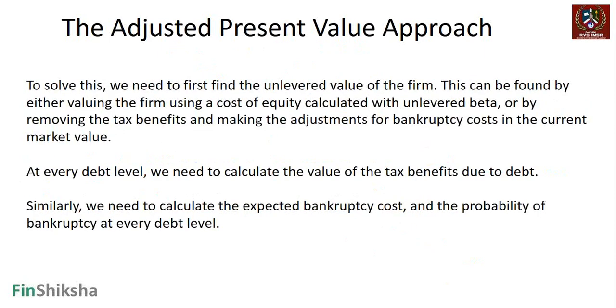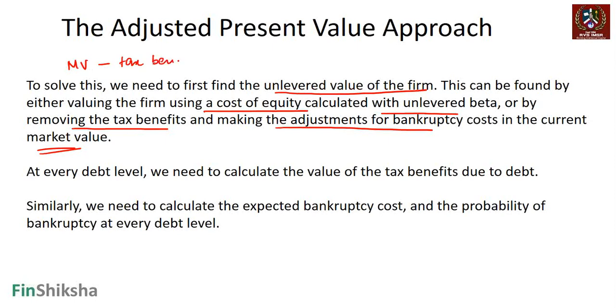Right. So to solve this, the first thing we need is the unlevered value of the firm. You can either calculate it by valuing the firm using a cost of equity calculated with the unlevered beta. Right, so that's one way. Or we can remove the tax benefits and make adjustments for bankruptcy costs to arrive at the unlevered value from the market value. The current market value includes all the benefits of debt. So we remove the tax benefits, correct? And we add the bankruptcy costs.